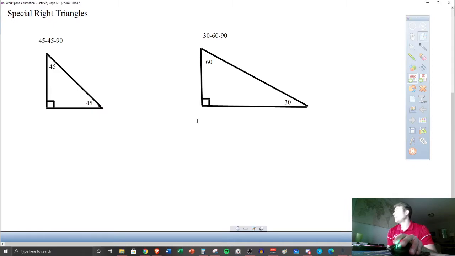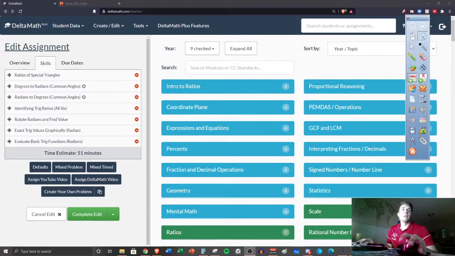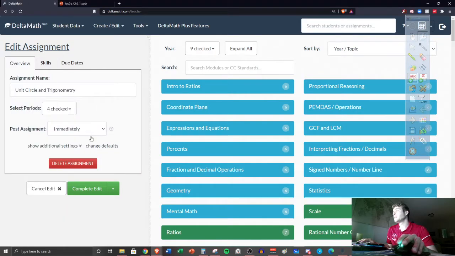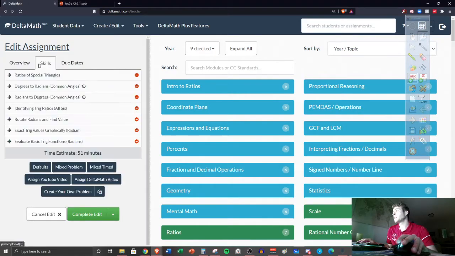Let's go ahead and talk about Delta Math. Let's pull up some problems from Delta Math that are going to involve these special right triangles. So here are the different sections. This is only going to be this week's assignment. I really don't think I'm adding any more to it, but this is due by Friday, Friday the 9th. Make sure that you get that.